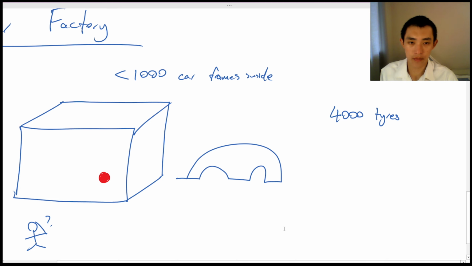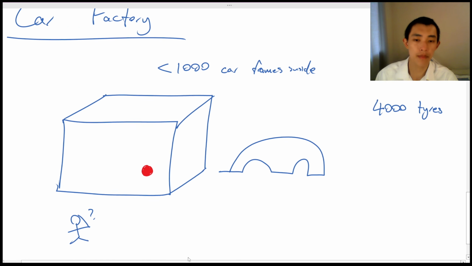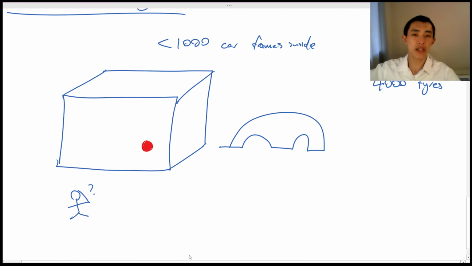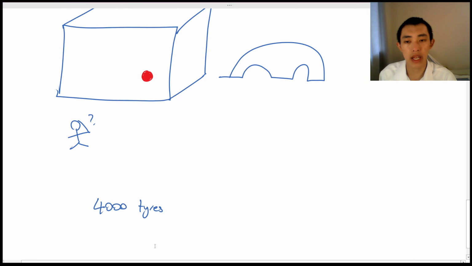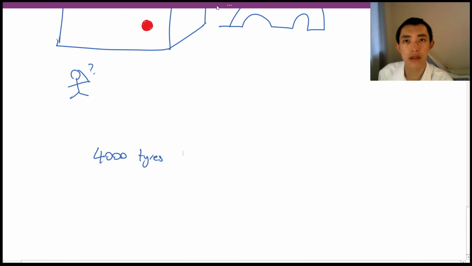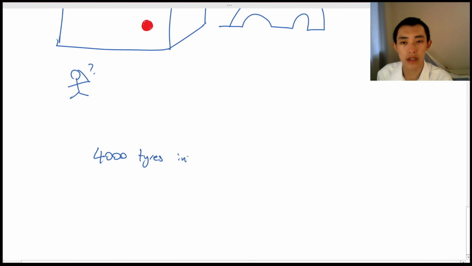What we're going to do is put these tires on the cars, right? So everyone goes to work, pressing the button, putting the tires on, pressing the button, putting the tires on. So we have 4,000 tires initially. And then, after a few hours of work, we find that there's only 1,200 tires left.